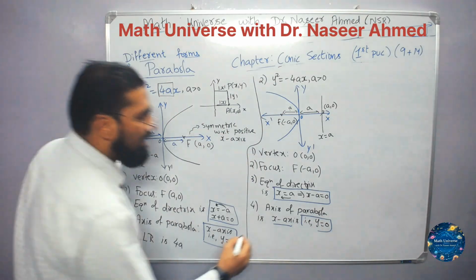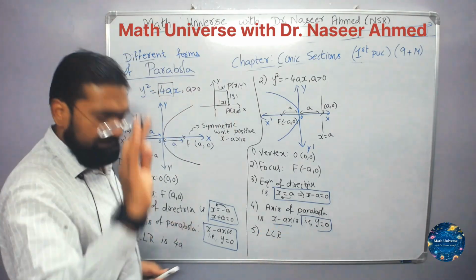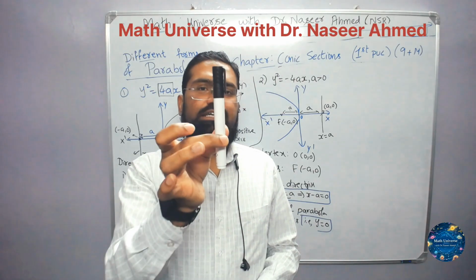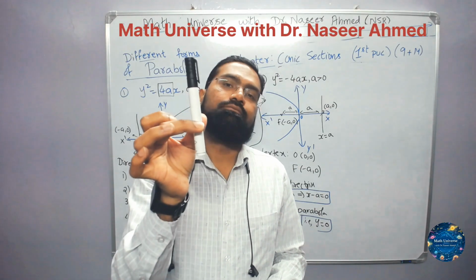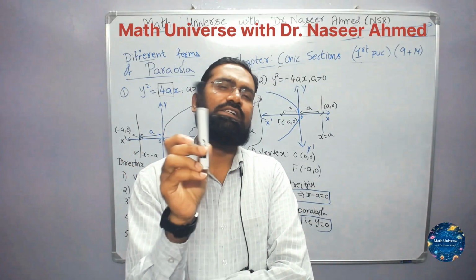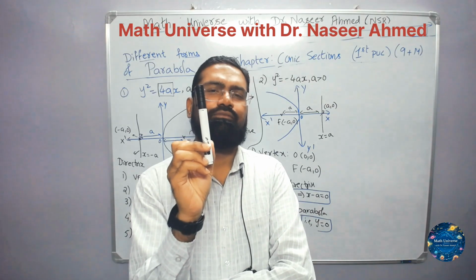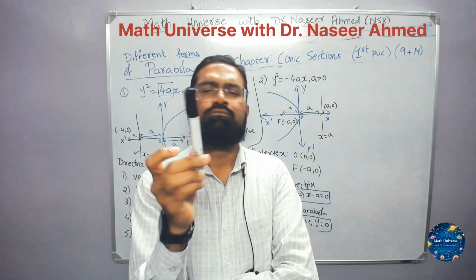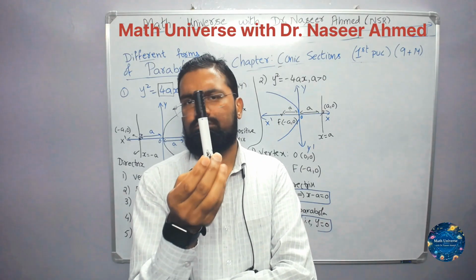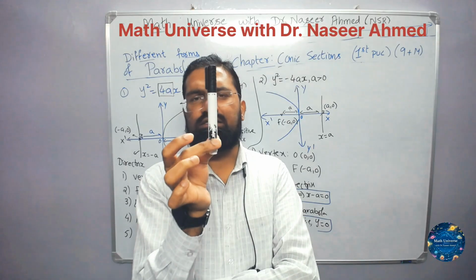Next is LLR, length of latus rectum. Now here comes common sense. See, listen carefully. This is a marker, right? This has got some length. Fix the length of the marker. What could be the length? Maybe some 15 centimeters approximately. Sure. Let us fix it at 15 centimeters. Now the length of this marker is 15 centimeters.